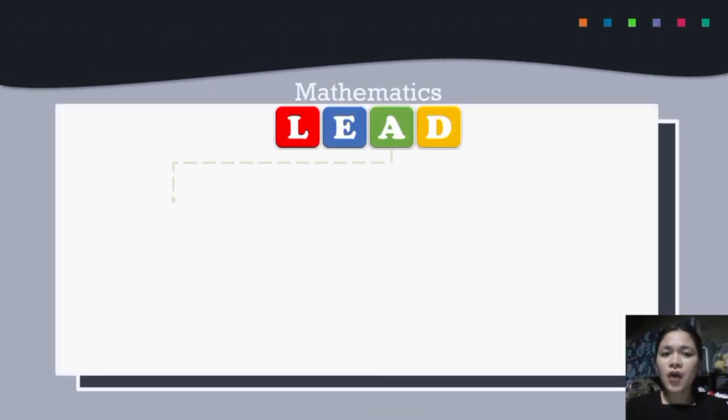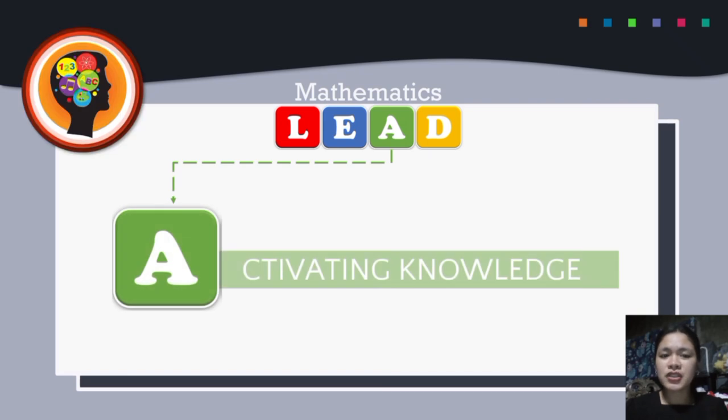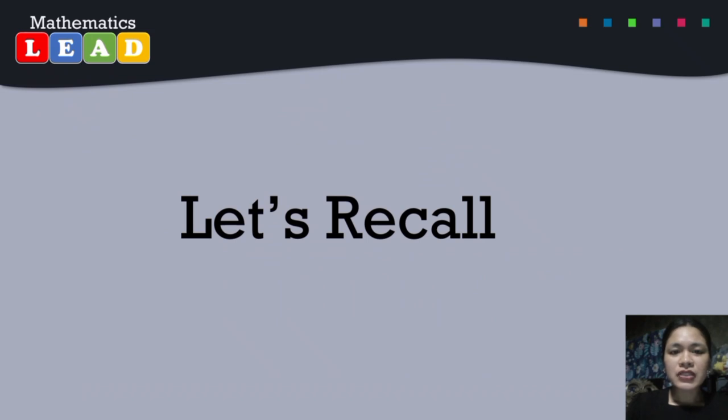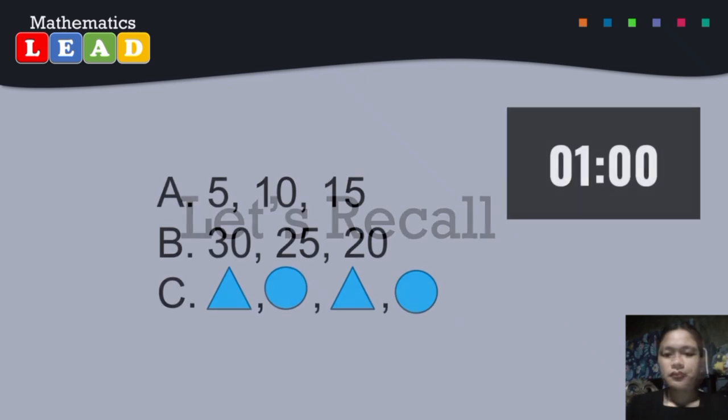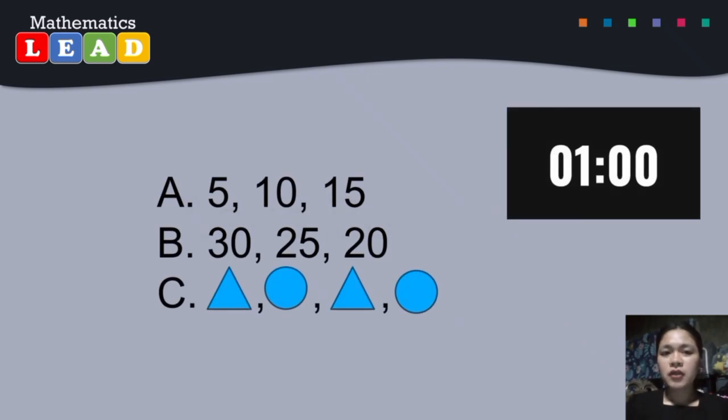For our activating knowledge, which is the bridge to new learning, let's recall what we already know. I will give you 3 short number sequences, and your job is to tell me what you think is happening in each pattern. And you have 1 minute to type your answers in the chat box.